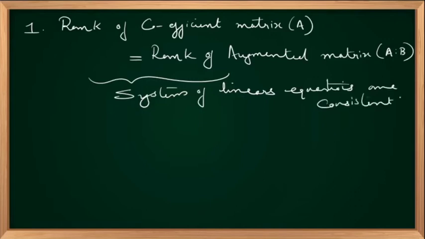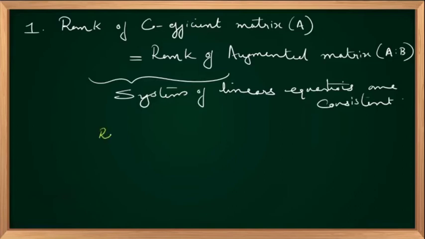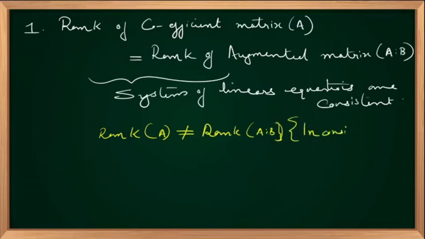That is the requirement for consistency. Now, what is the requirement for inconsistency? Naturally, if that is not equal, then inconsistent. If the rank of A is not equal to the rank of A colon B, then it is inconsistent. Or what does it mean? It does not have a solution.